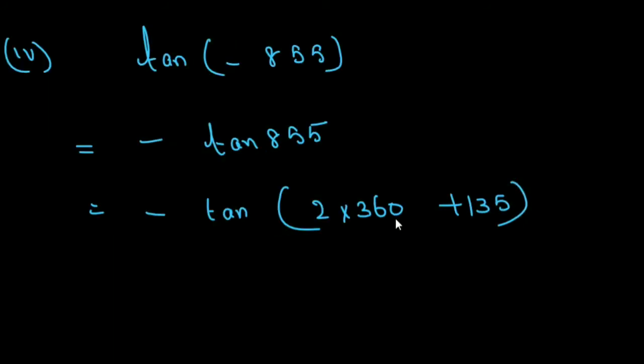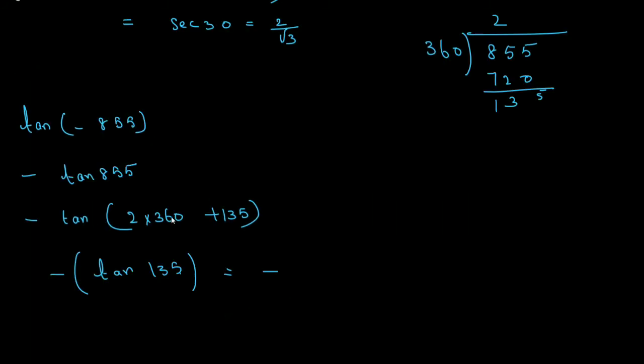So it is in terms of 360. Whether 2 times or 3 times doesn't matter. Whenever it is in terms of 360, ignore this and just write minus tan, because writing in terms of 360, you don't change the ratio. So tan 135. Remember it is going 2 times: once, then the second revolution reaching 720, then it moves on to 135. So that is minus tan 135.